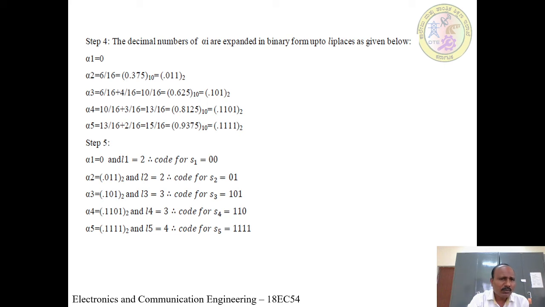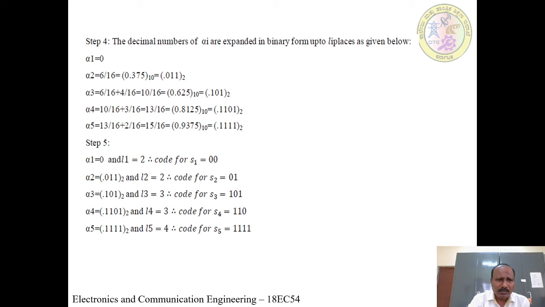Then alpha 3 equal to 0.625. That can be converted to binary, and we'll get 0.101. Then alpha 4 equal to 0.8125, and we'll get 0.1101 in binary. Then alpha 5 equal to 0.9375, and we can convert it to binary as 0.1111, that is 4 ones.